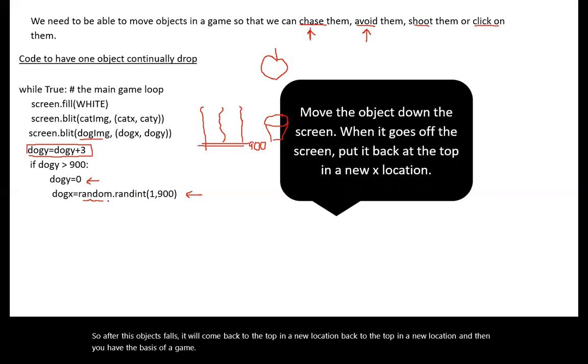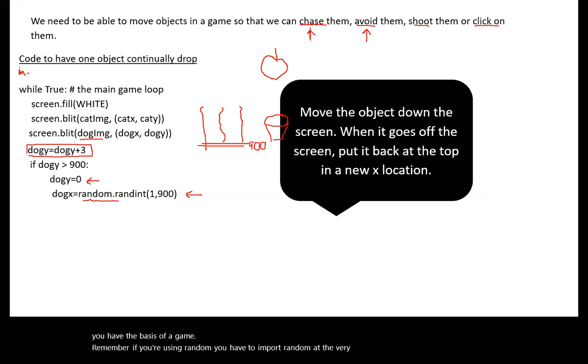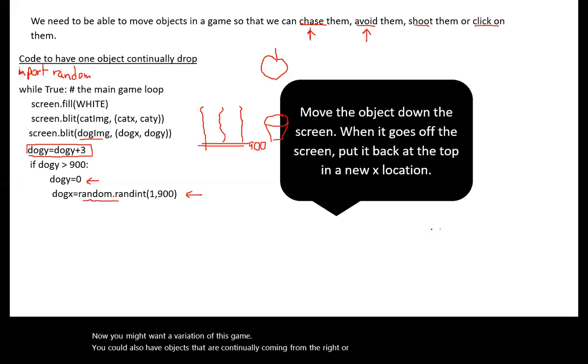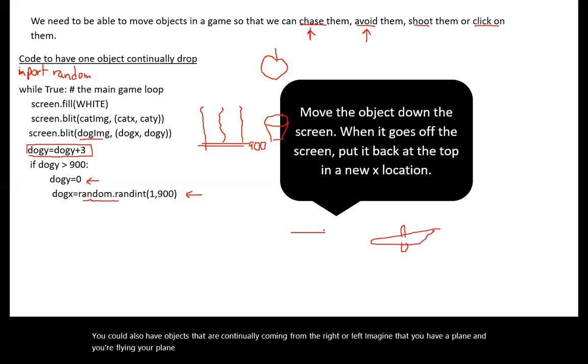Remember, if you're using random, you have to import random at the very top of your code. So remember to import random if you're doing this. Now you might want a variation of this game. You could also have objects that are continually coming from the right or left. Imagine that you have a plane, and you're flying your plane, and things are coming in from this side. Could be enemies. So on that one, instead of changing Y, you change X. And when your X value is off the screen, reset the X and get a random Y.